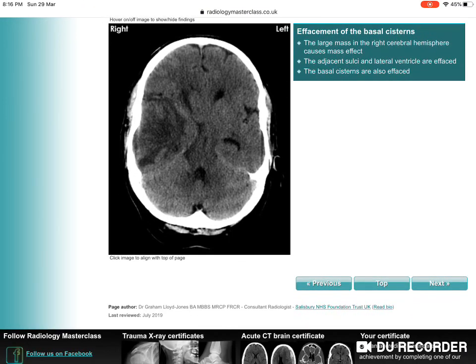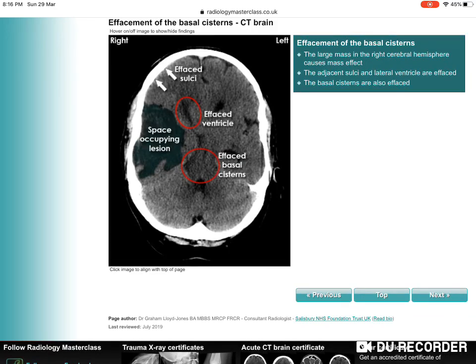Effacement of the basal cisterns. The large mass in the right cerebral hemisphere causes mass effect. The adjacent sulci and lateral ventricles are effaced. The basal cisterns are also effaced.